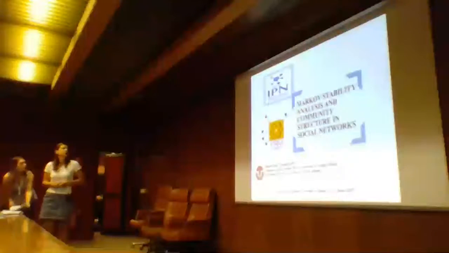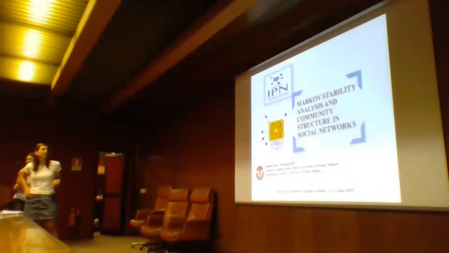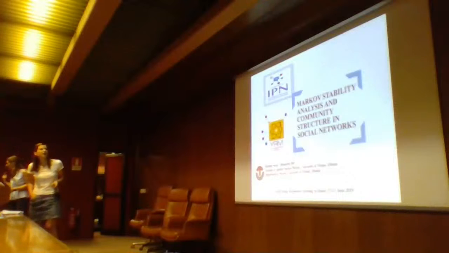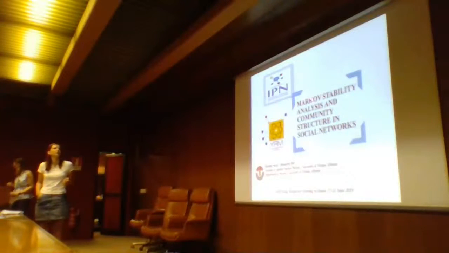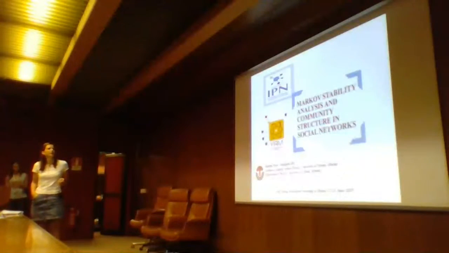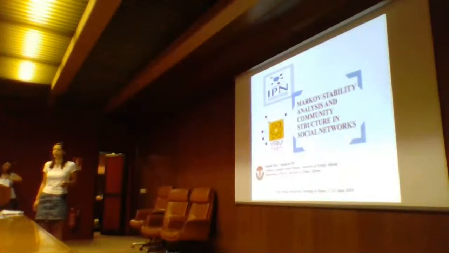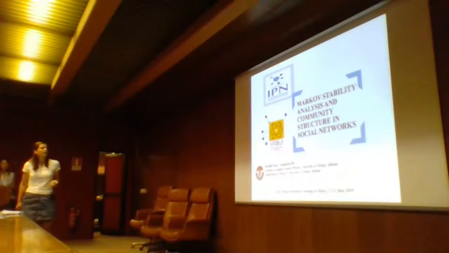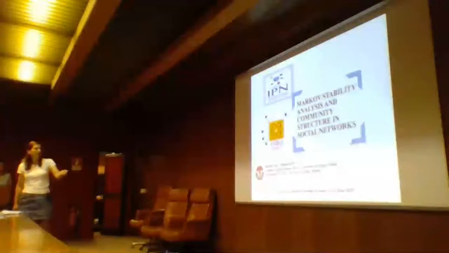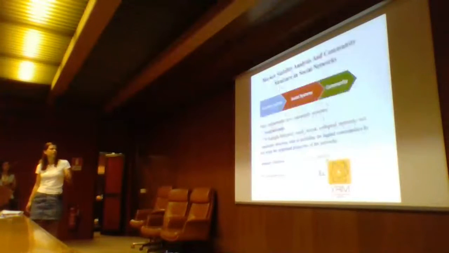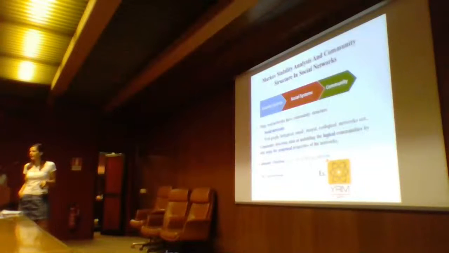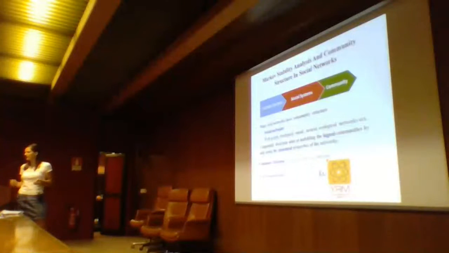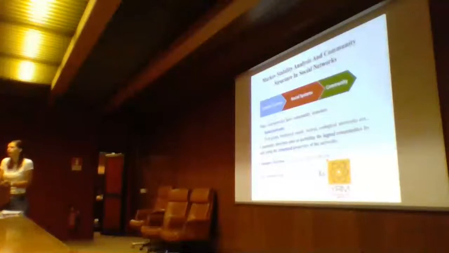Okay. So, my name is Clotilde Nikai. I'm from the University of Tirana, and today I'm going to talk about the Markov stability condition and community structure in social networks. Okay, so individuals exhibit collective behaviors. In order to characterize this phenomenon, we try to find out the community structure in a big group of people.